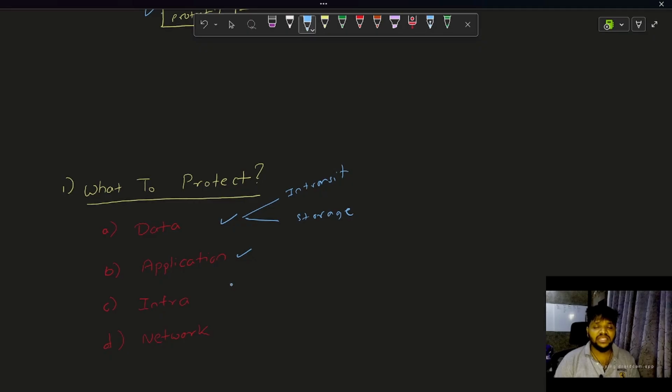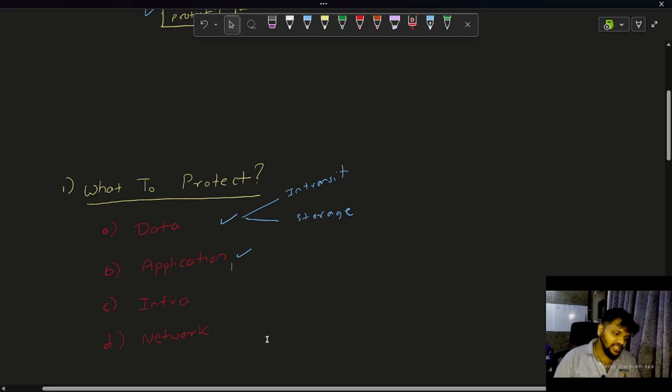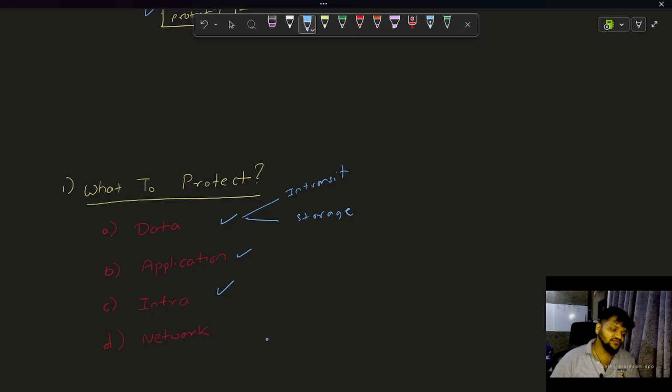So for someone to access your data, the application is the medium, and if you are protecting the data, then it is your responsibility to protect the application as well. Then the third thing that comes into play is infra. Infra is the base. It is the platform on which the application, the data, everything is hosted.